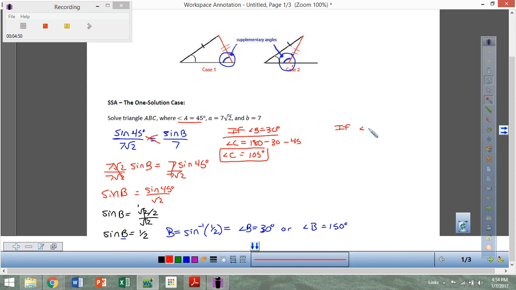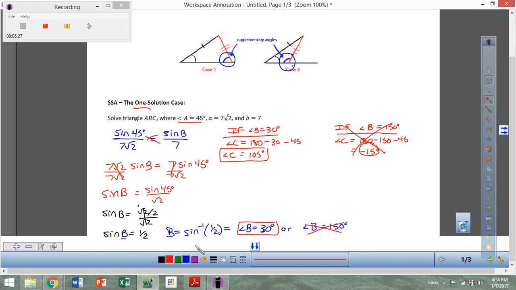I also want to check what if angle B is 150 degrees. Well, if angle B is 150 degrees, then angle C, the third angle I don't know, would be 180 minus 150 minus angle A, which is 45, which would give me negative 15 degrees, and that doesn't make sense, right? So this is why this is a one solution case, because one of these two angles that I got for B doesn't work. B can't be 150 degrees, because if it were, then my angle C would be negative 15, and that doesn't make sense.